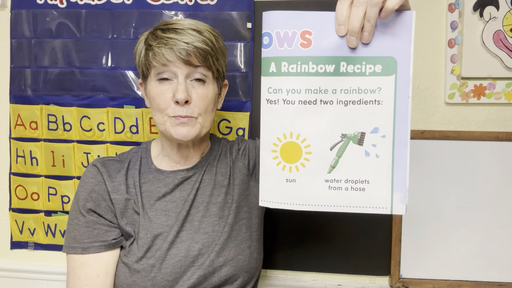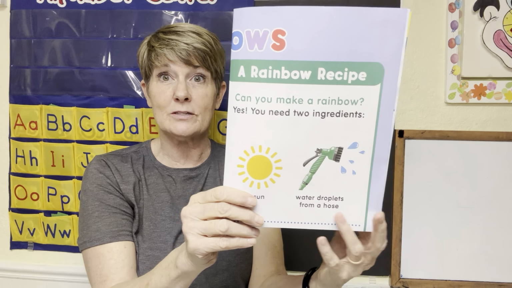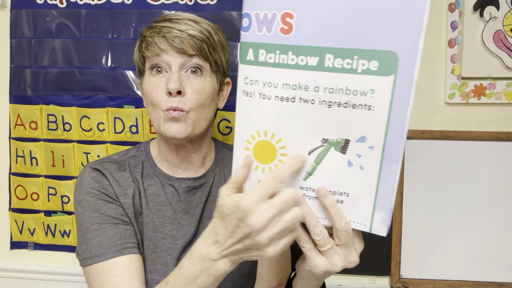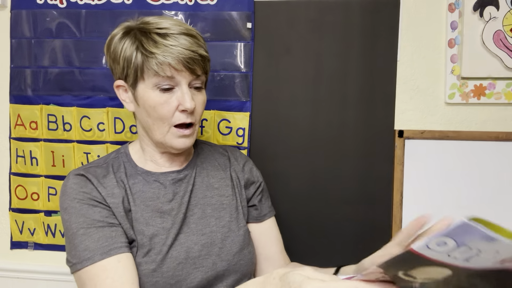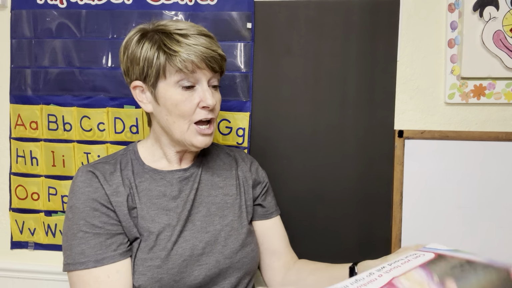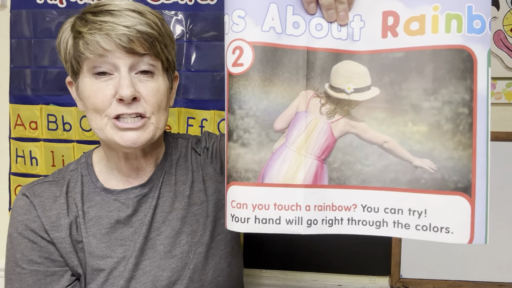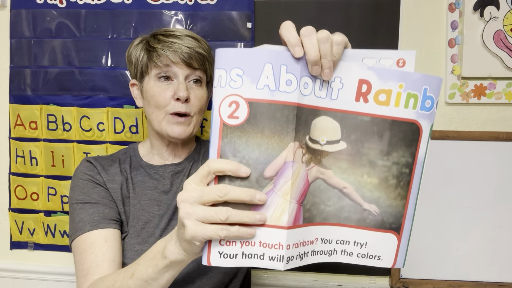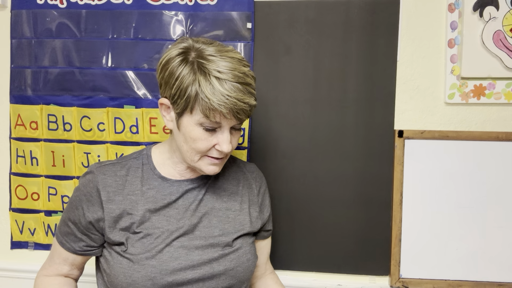Have you ever run through the sprinklers or had the sprinklers on and you can see a rainbow inside of the sprinkles? That's because it needs water and sun to make a rainbow. All right? You can try to touch. This girl is really, really close to a rainbow, but she can't touch it. Because rainbows are not something you can touch. They're only something that you can see.